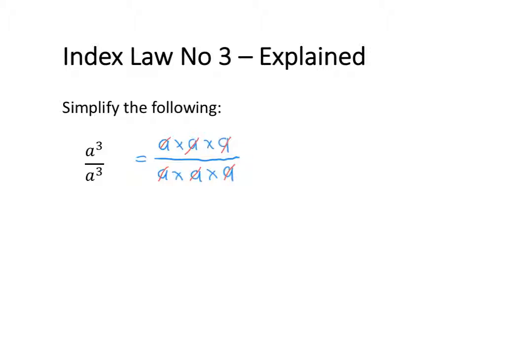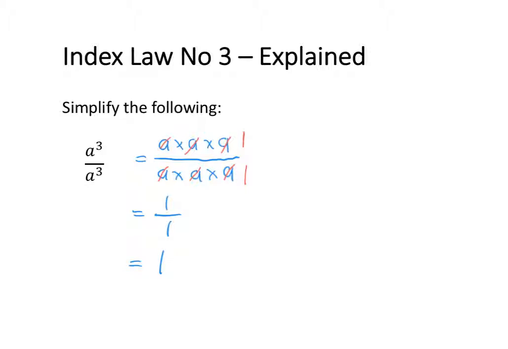When I've cancelled out all my variables, what I'm left with is the number 1. So I'm left with a 1 in the numerator and 1 in the denominator. So that's going to simplify to equal 1 over 1, which can be simplified to equal 1. So a to the power of 3 divided by a to the power of 3 is equal to 1.